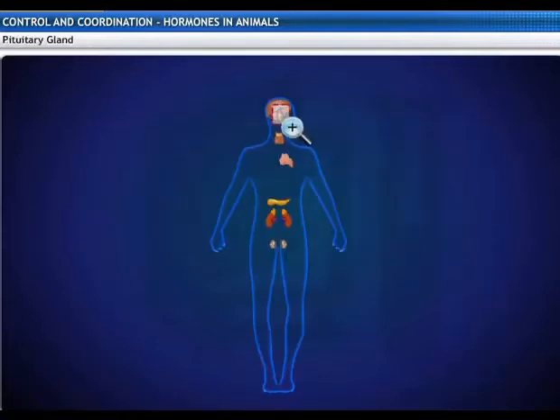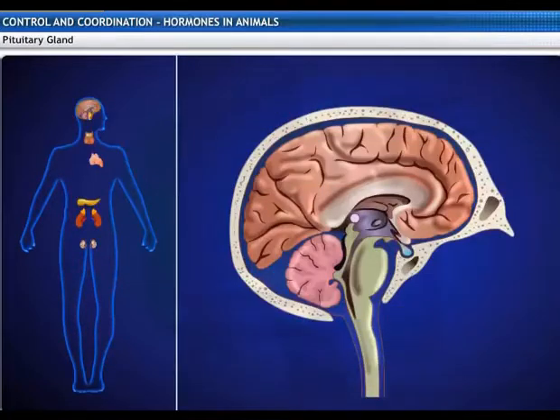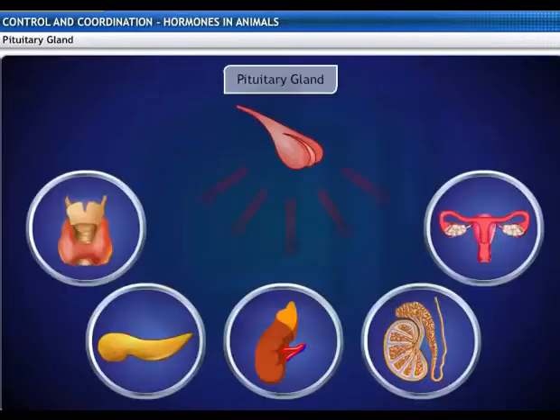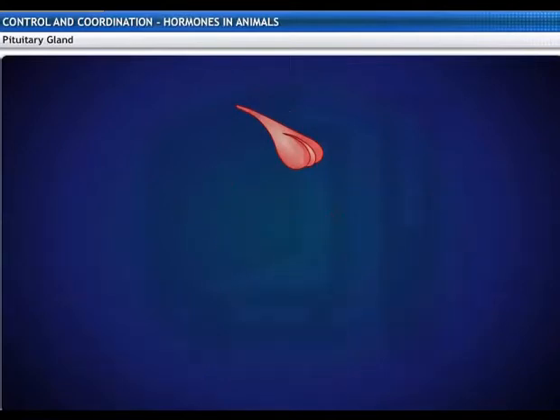The pituitary is a pea-shaped gland present at the base of the brain. It is connected to the ventral wall of the diencephalon. It secretes a large number of hormones that regulate organs as well as other glands. Hence it is also known as the master gland.